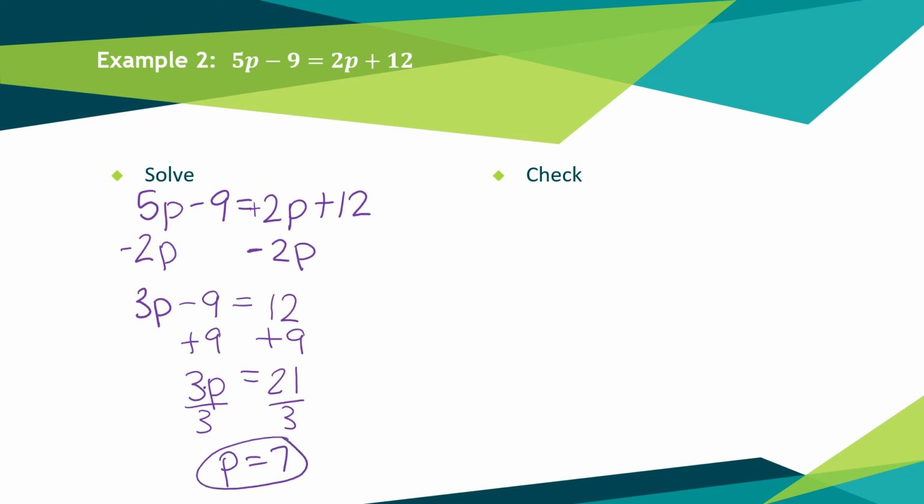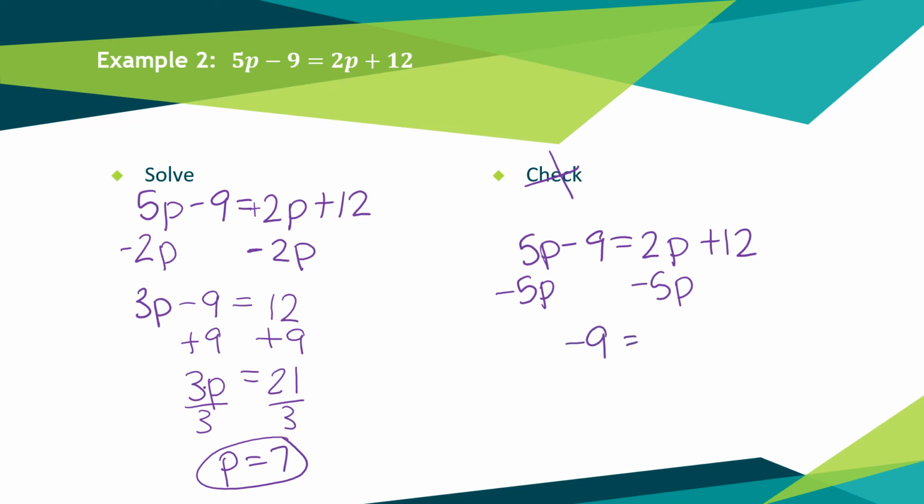So again, you could have gone a different way about this. I'm just going to rewrite this over here. We're not going to check it yet. I'm going to rewrite it and solve it a different way and show you can still get the same answer. So instead of subtracting that 2p from both sides, let's subtract this 5p from both sides. We'll have a negative 9 on the left-hand side, and 2 minus 5 will get us negative 3p.